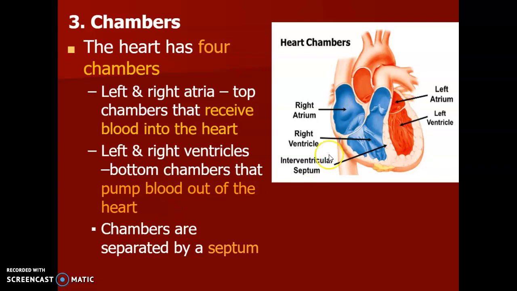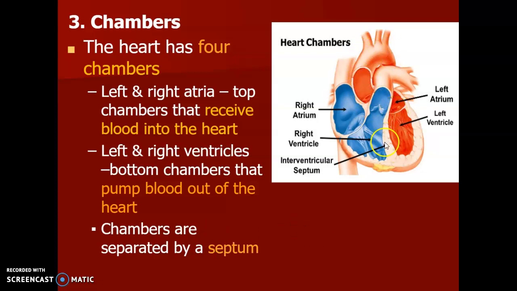On the bottom are 2 more chambers. You have the right ventricle and the left ventricle, and those 2 chambers pump blood out of the heart. So when the right ventricle pumps, blood goes out this blood vessel, which is the pulmonary artery. When the left ventricle pumps, blood goes underneath the right ventricle and comes out the aorta, which is this big blood vessel right here.